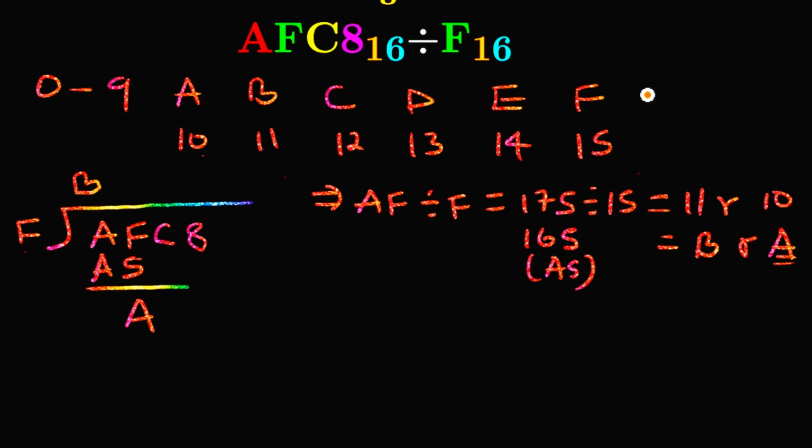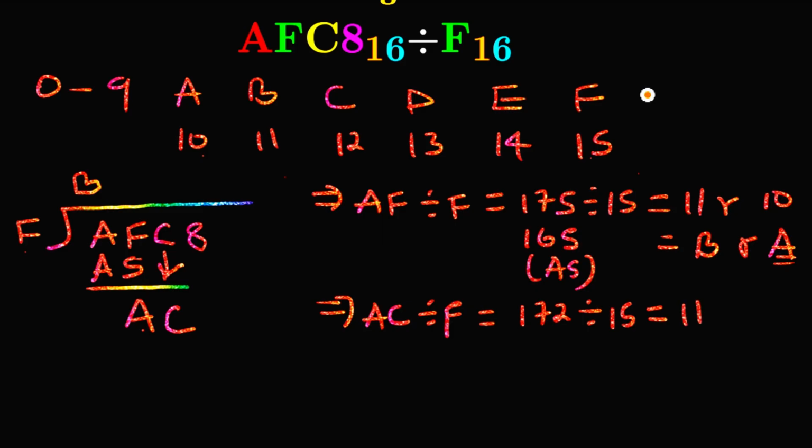So now the next step is to test if F can go into A. It cannot, because it's the same as asking if 15 can go into 10, which is not possible. So we drop C to the next line so that we have AC. So we check AC divided by F. AC divided by F is the same as 172 in decimal form divided by F. F is 15. So 15 goes into 172 11 times, and then there's a remainder of 7.